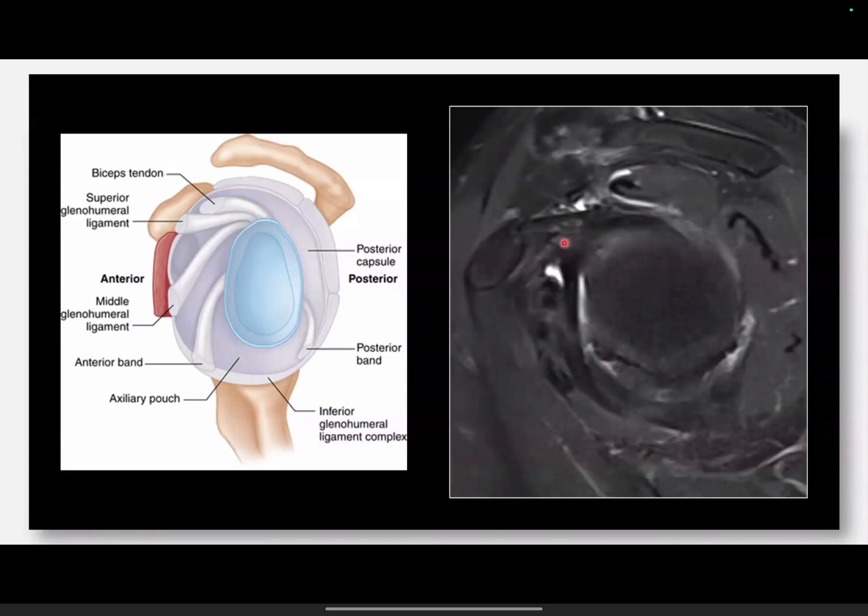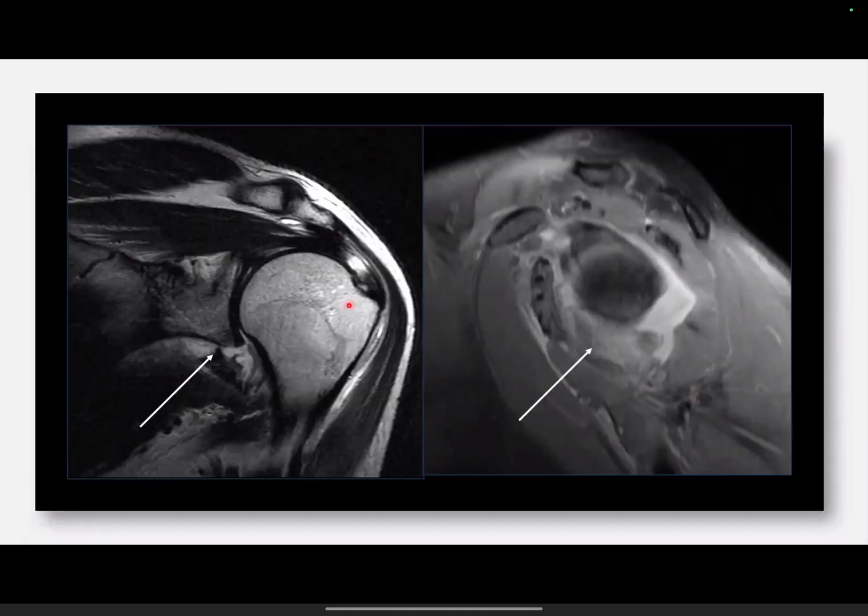So in this image, you can see this is a middle glenohumeral ligament. Here, that is complex coracohumeral biceps tendon, superior glenohumeral ligament. This is anterior joint capsule. This is posterior joint capsule. These are the fibers of inferior glenohumeral ligament, and this axillary pouch and joint capsule.